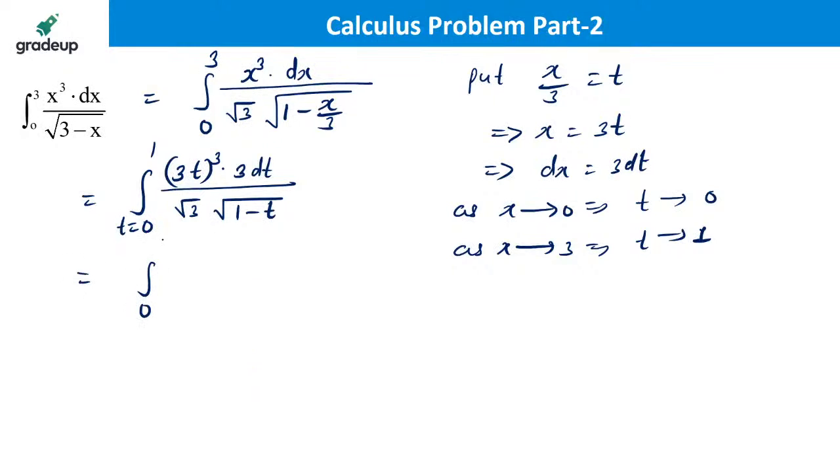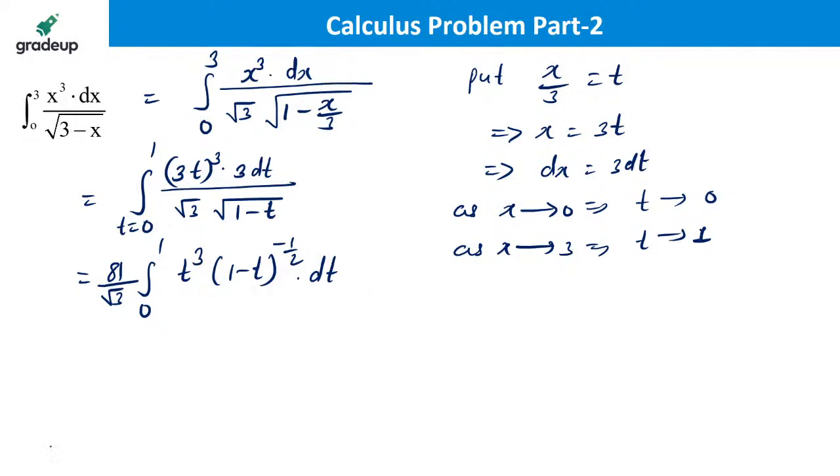So 0 to 1, that is 27 t cube. So 27 will be out, root 3 will be out, t cube. Okay, 27, one more 3 is there. So 27 into 3, it will become 81. 81 upon root 3 will be out. Then we have t cube, and root of 1 minus t means 1 minus t to the power minus 1 by 2 dt. Now compare this with the beta function.